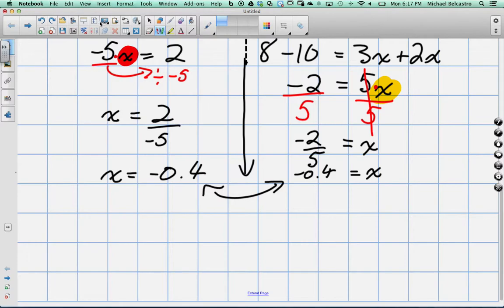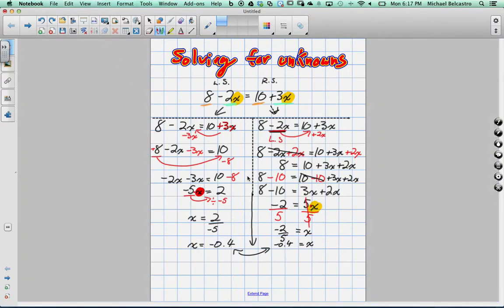These ended up being the exact same answer. So we did 2 different methods, and we moved variables and constants to 2 different sides. It doesn't matter which way you do things, you'll always technically end up at the same answer. It's just whatever you feel most comfortable with.